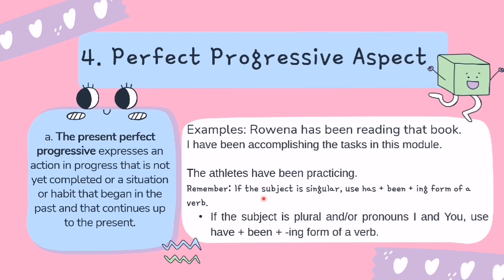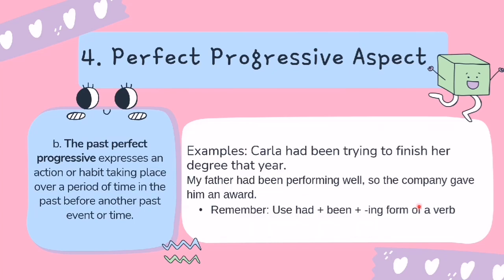Remember, if the subject is singular, use has plus been plus the -ing form of the verb. If the subject is plural, or pronouns like I and you, use have plus been plus the -ing form of the verb.